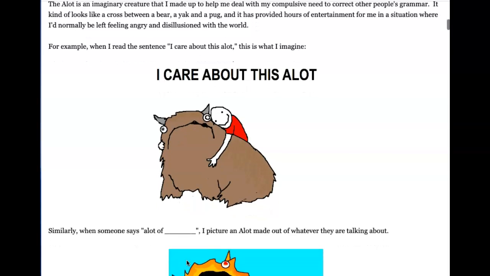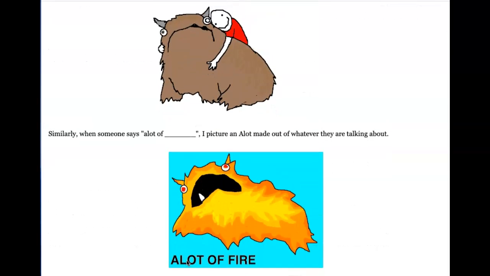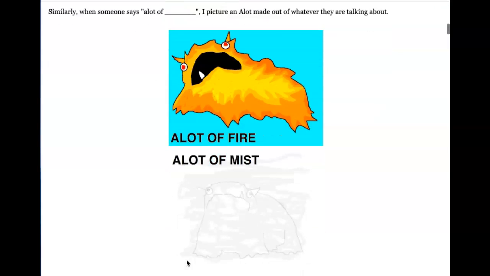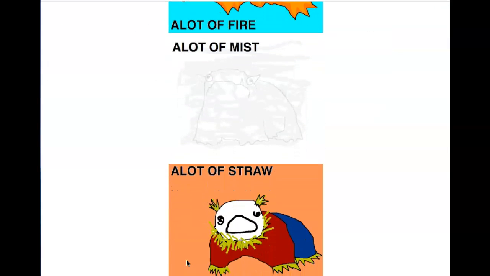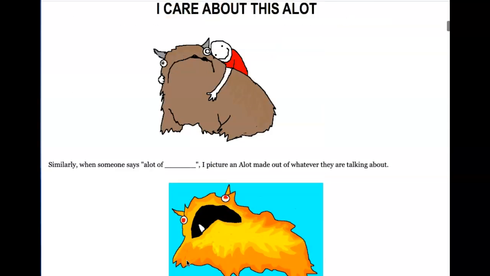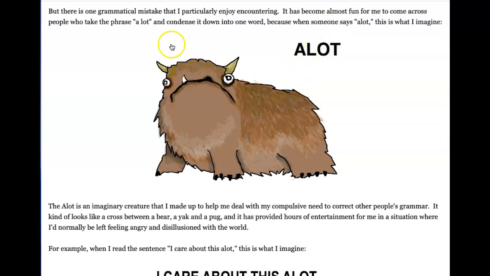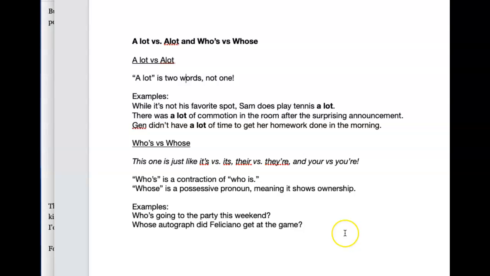Right? And then when someone says "a lot of", she pictures an Alot made out of whatever they are talking about. A lot of fire, a lot of mist, a lot of straw. So she pictures it made out of those things. Okay? So one way that's always helped me remember that is when I write "alot" without the space, I think about this funny looking guy. Remember that this is not a thing that exists, just like this guy is not a thing that exists. All right, and I put my space in there.